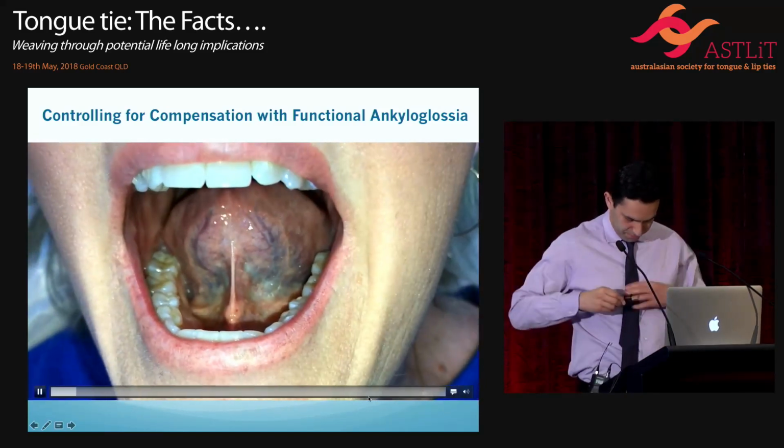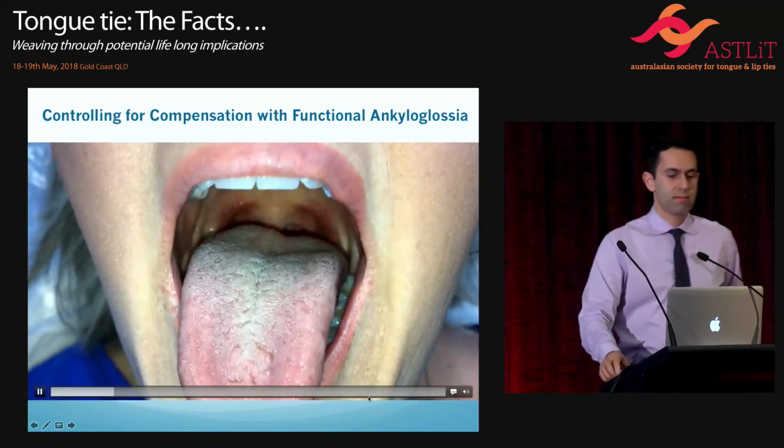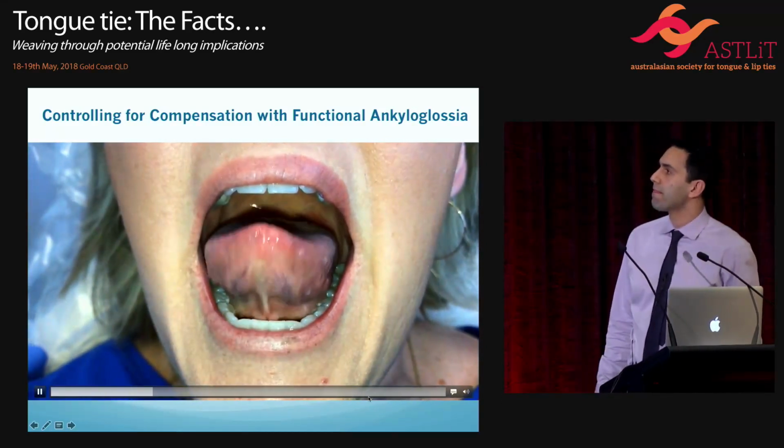Good? Okay. And so stick out your tongue for us. Or lift up your tongue. Okay. Lift up the tongue to the front 2 teeth.